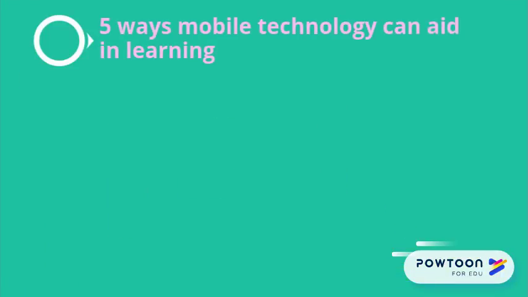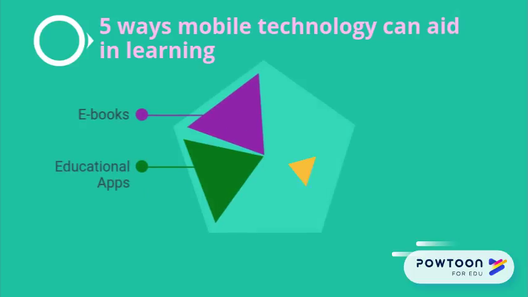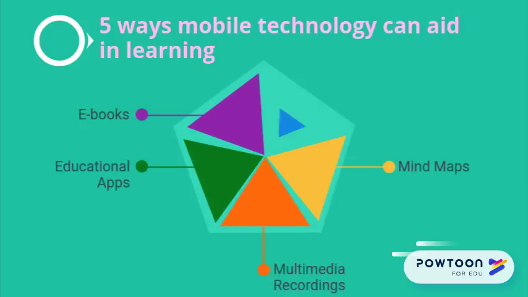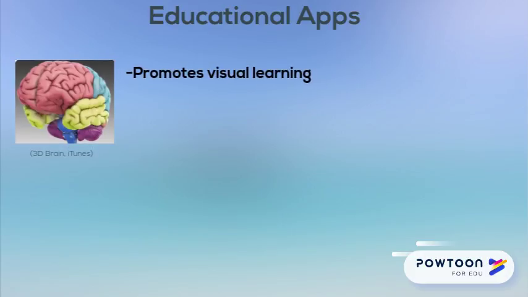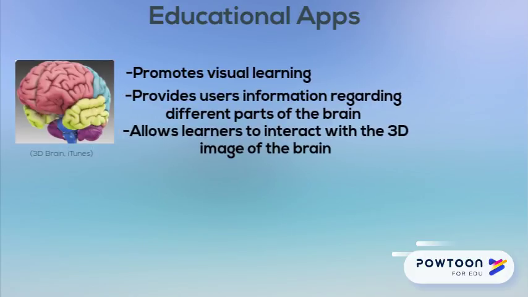I will now talk about 5 ways mobile technology can aid in learning. These are ebooks, educational apps, multimedia recordings, polling, and mind maps. Apps like 3D Brain allow learners to interact with a 3D image of a brain while simultaneously providing them with information of how the brain works.